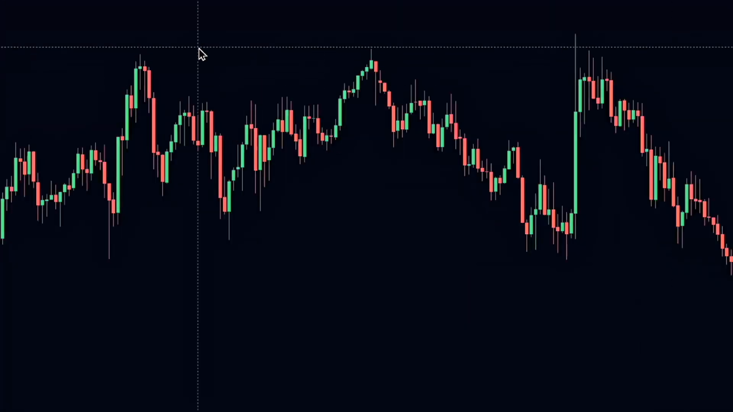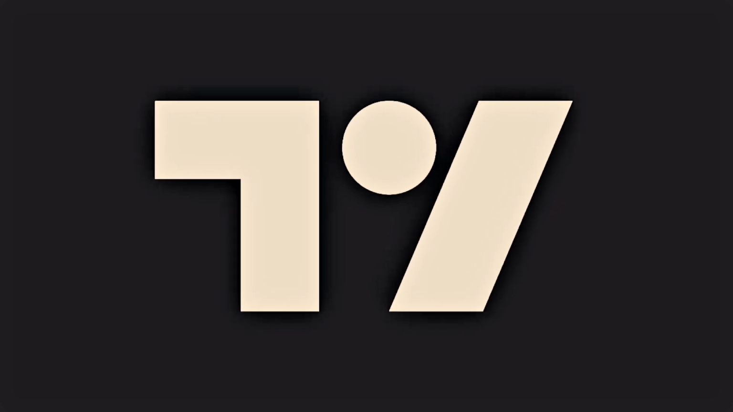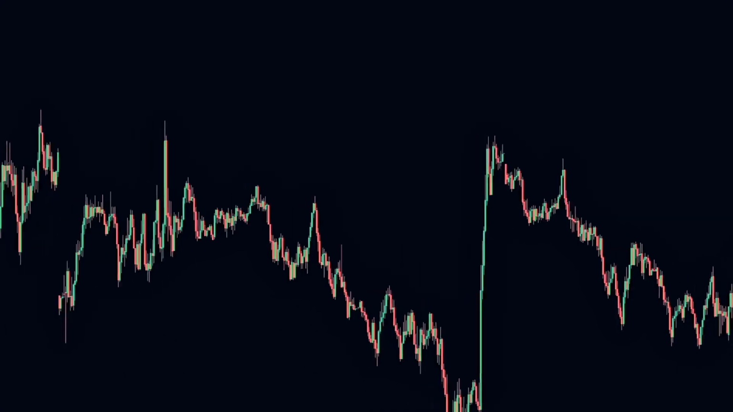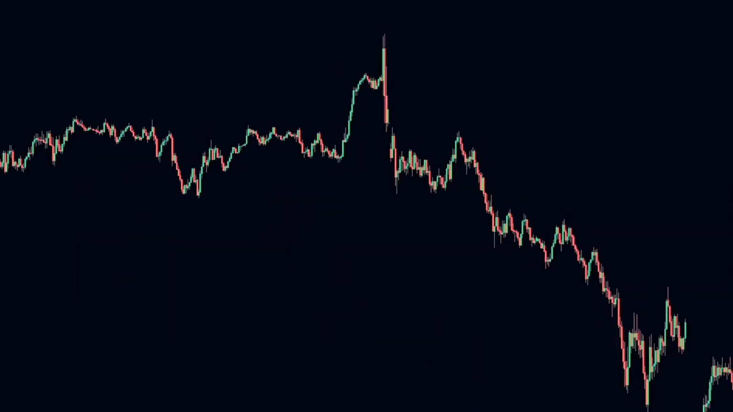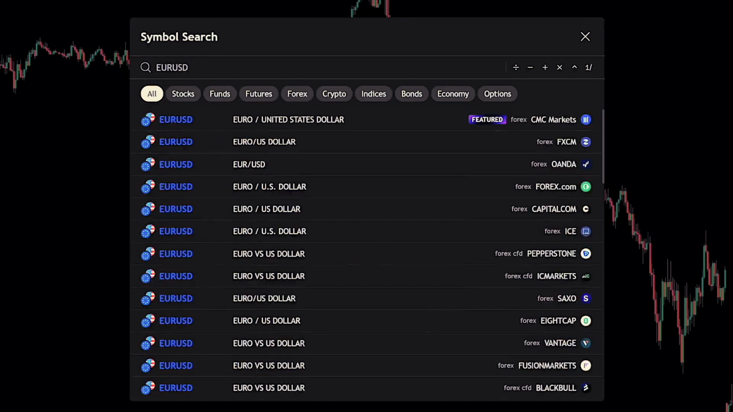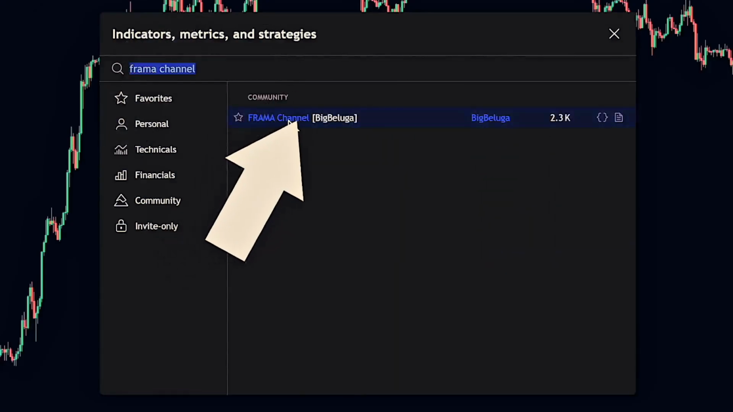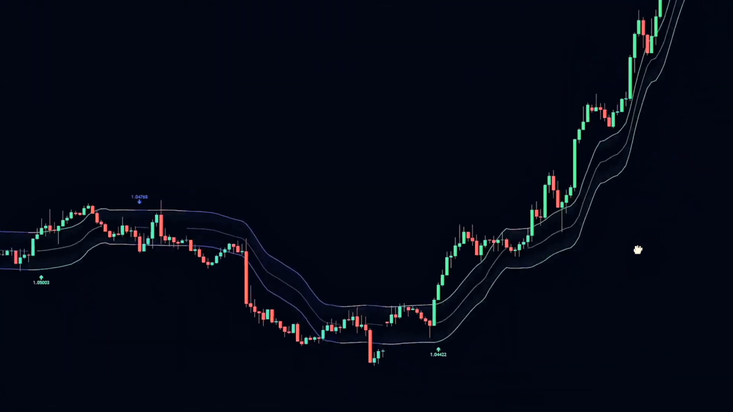Let's dive in. To get this indicator on your screen, head over to TradingView. That's the platform I'm using here. If you don't have an account yet, no stress. There's a link in the description to sign up. Once you're on TradingView, pull up any chart you want, like Euro against USD on the 1 hour time frame. Then click the indicators button at the top and search for FRAMA channel by, of course, Big Beluga. Big shout out to them. Hit that and boom, it'll show up on your chart.